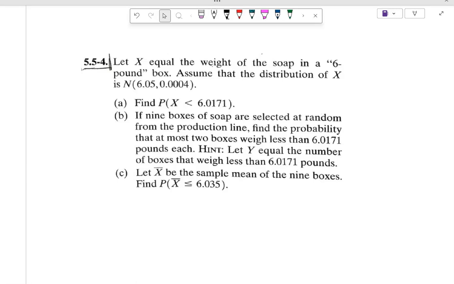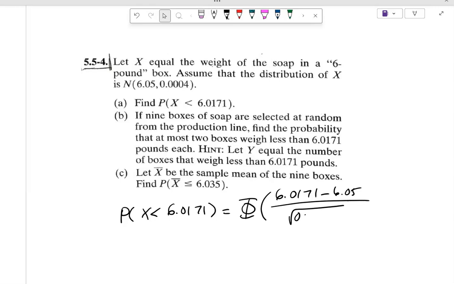Right? So for part A, it's already set up as a less than problem. So you would have you do 6.0171 minus 6.05 over square root of 0.0004. And go about what we've done before, right? It's already set up as a less than problem. Subtract the mean, divide by your standard deviation. Look it up in the table or use your calculator, either or, right? That's not anything new, is it? Okay, I agree. That one's not new.